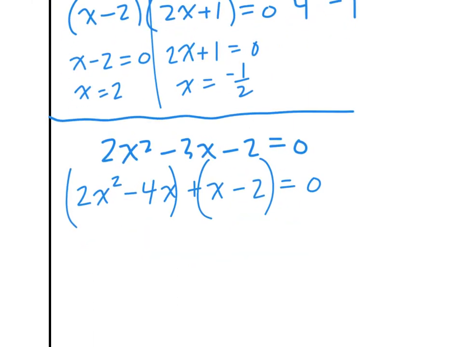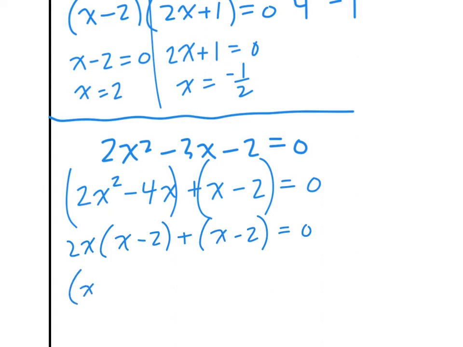Okay, so whichever way is easier for you to understand. And then you're going to factor out the greatest common factor. So in this case, 2x. So you have x minus 2. This part, there's nothing. And then you factor out whatever is the same. From this term and this term, the same factor is x minus 2. So you take out the x minus 2. And then you're left with 2x plus 1.